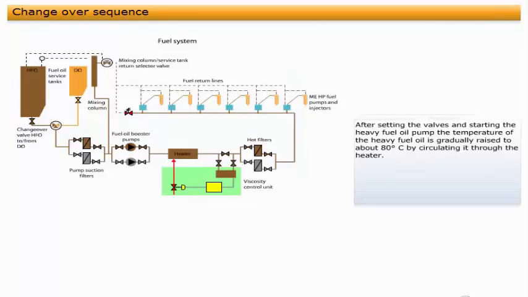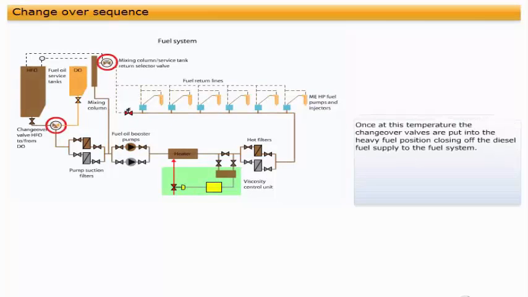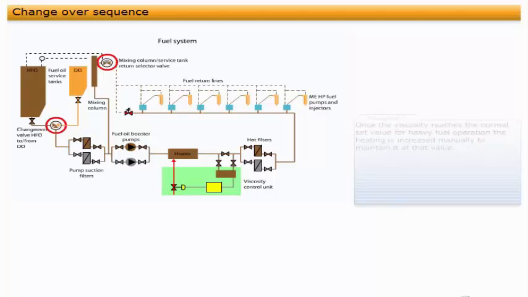control. After setting the valves and starting the heavy fuel oil pump, the temperature of the heavy fuel oil is gradually raised to about 80 degrees Celsius by circulating it through the heater. Once at this temperature, the changeover valves are put into the heavy fuel position, closing off the diesel fuel supply to the fuel system. As more heavy fuel oil enters the system, the viscosity will start to increase from the low viscosity of the diesel fuel.